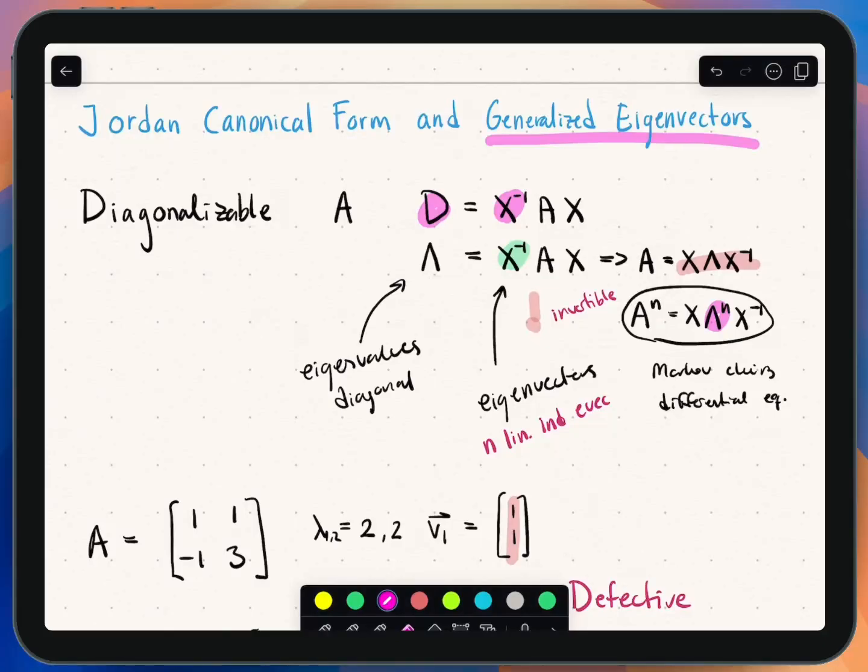So that was an introduction to Jordan canonical form and the generalized eigenvectors. I hope you enjoyed. Thank you.